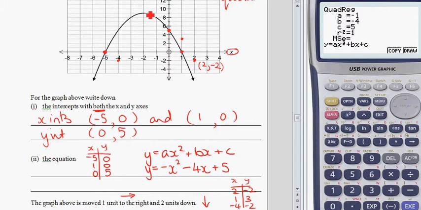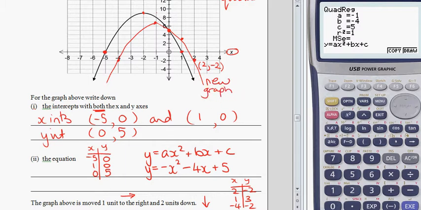And then we could join it up. We could take the vertex across 1, down 2. It doesn't actually say to draw the new graph, but I think we'll draw it in so you can see how it's moved. Like that, so that's the new graph.